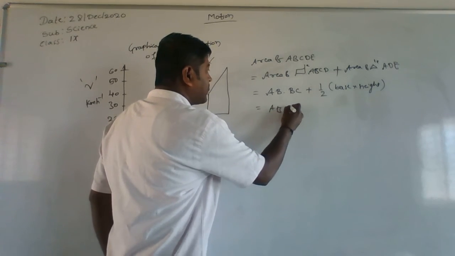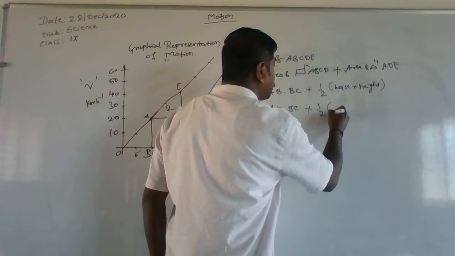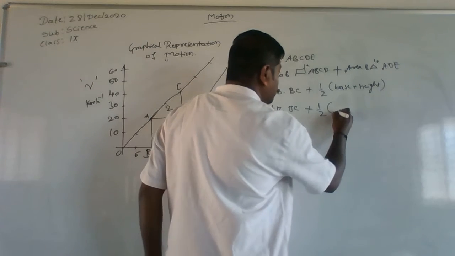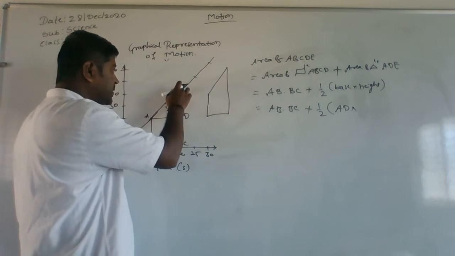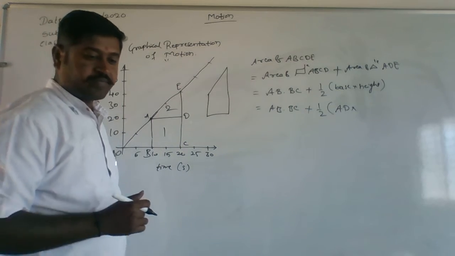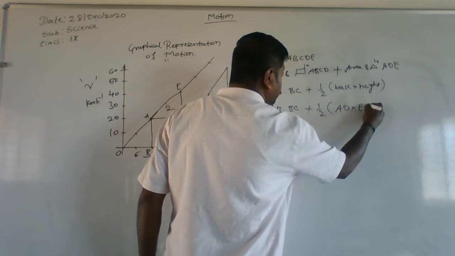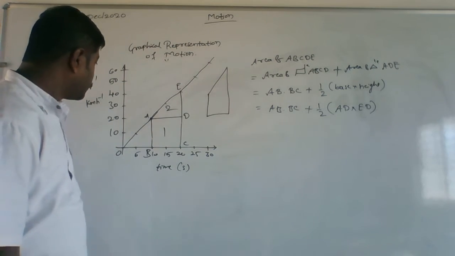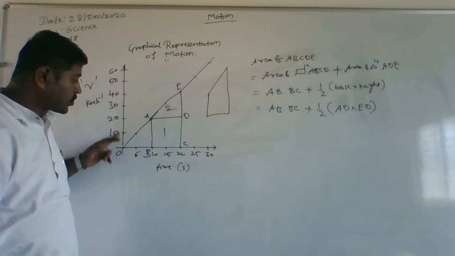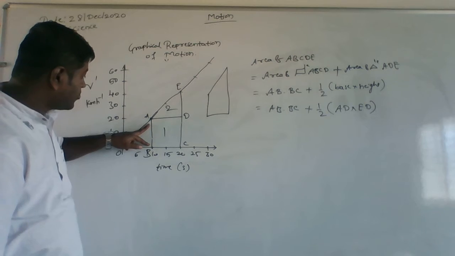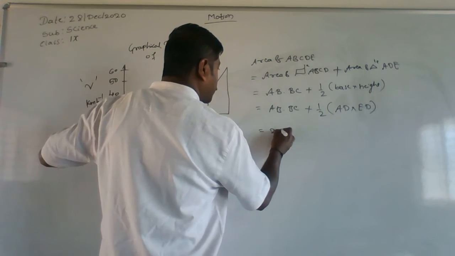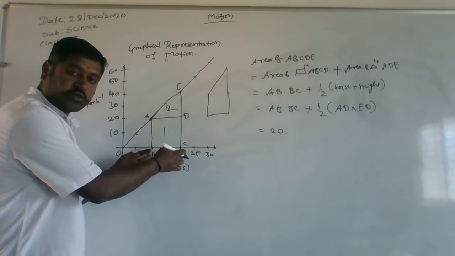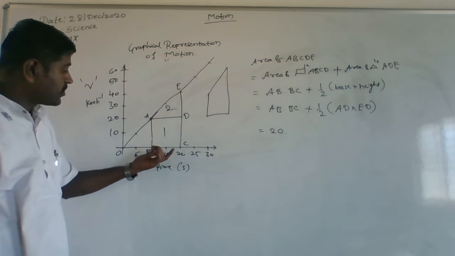So that is area of rectangle AB into BC plus half, which is base here in the triangle. This AD is base. So AD into height. What is the height here? It is ED. Okay. So now we have to substitute the values of these. AB how much? It is 0 to 20. So that is 20 into BC. BC is 10, it is from 10 to 20, right? So since it is 10 to 20, it becomes 10.